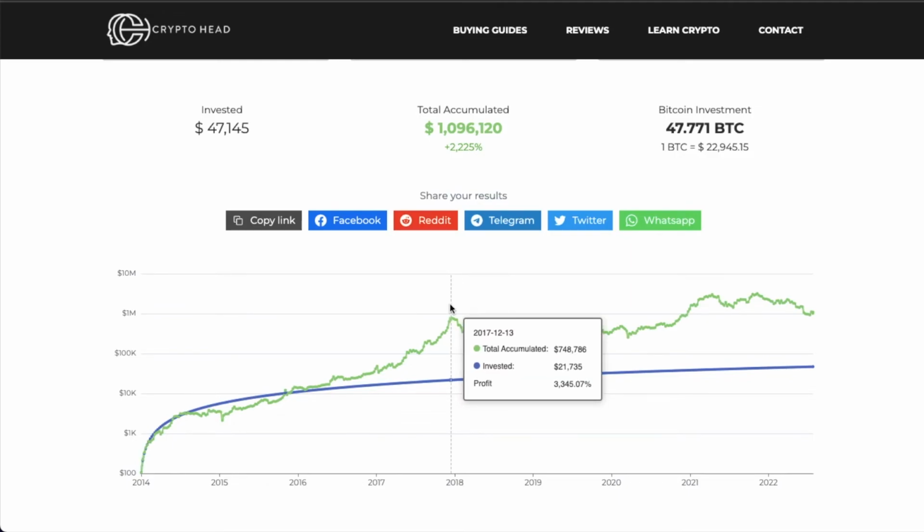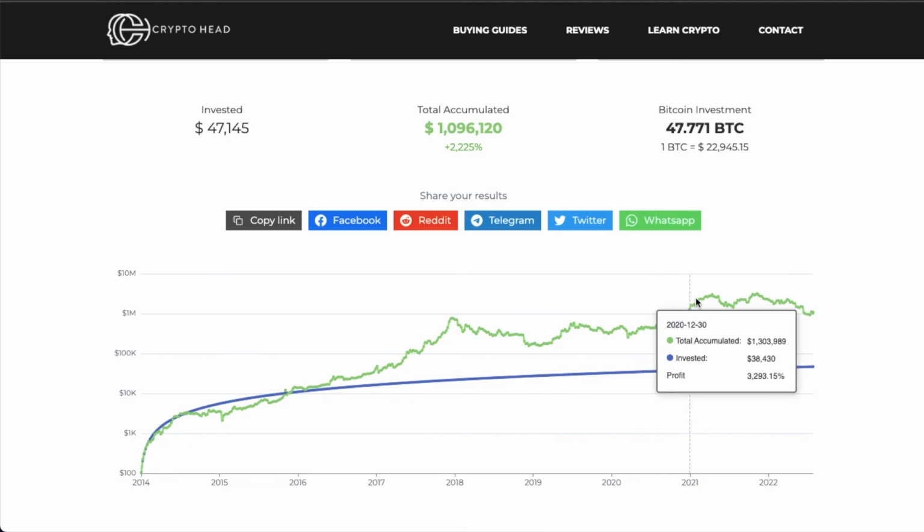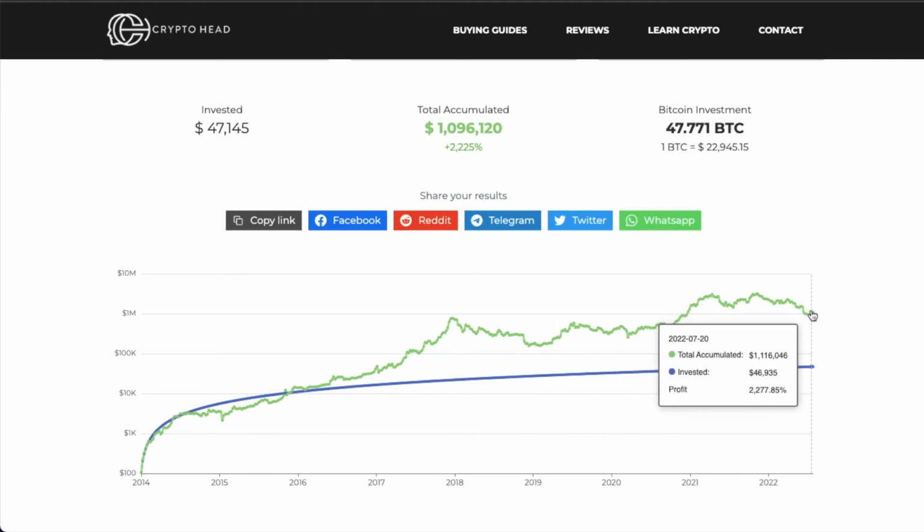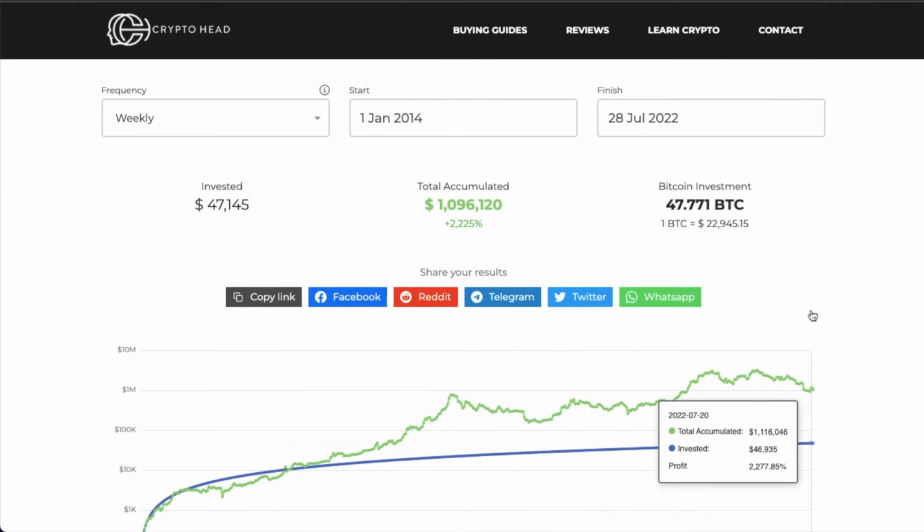I also like the visual representation of your investment. The blue line shows the amount of money you allocate, in US dollars. And the green line shows the value of your investment, considering the amount of Bitcoin you own, and the current price of the Bitcoin. So feel free to play around with this tool. I will leave a link to this website in the description.